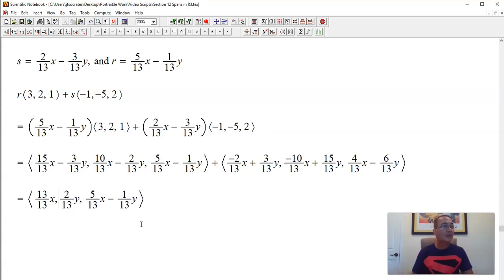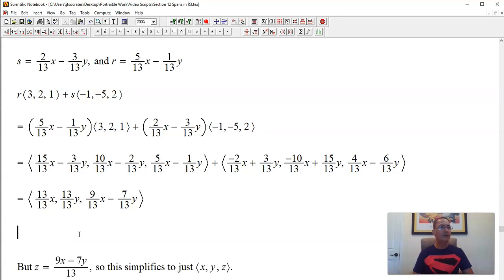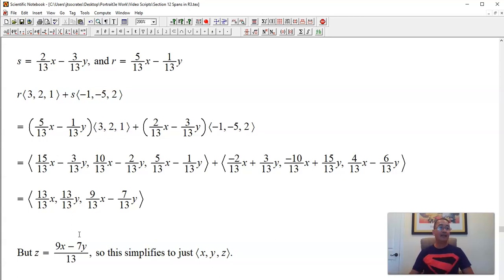So, how about the last component? We get 5x over 13 and a 4x over 13. Uh-oh, that is a 9x over 13. Minus y over 13 minus 6y over 13. Uh-oh, that is a minus 7y over 13. Oh, but wait a minute. But we saw earlier that z is just 9x minus 7y over 13. So that whole vector just simplifies to x, y, z.